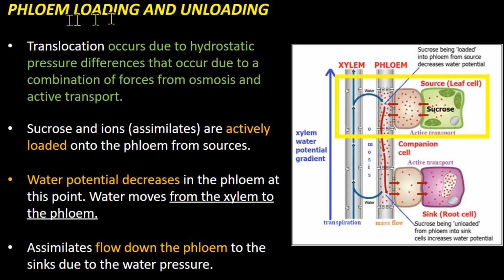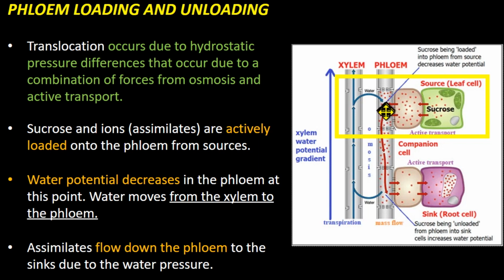Let's now get into phloem loading and unloading, basically translocation. So translocation occurs due to hydrostatic pressure differences that occur due to a combination of forces from osmosis and active transport. So let's start here from the leaf cell, where there's a lot of starch broken down into sucrose. So sucrose and other organic ions here, which are assimilates, are going to be actively loaded onto the phloem from sources. When there's active transport through some protein carriers here, sucrose is going to be co-transported with it. Think of it as opening a little tap and everything is flowing out into the phloem.